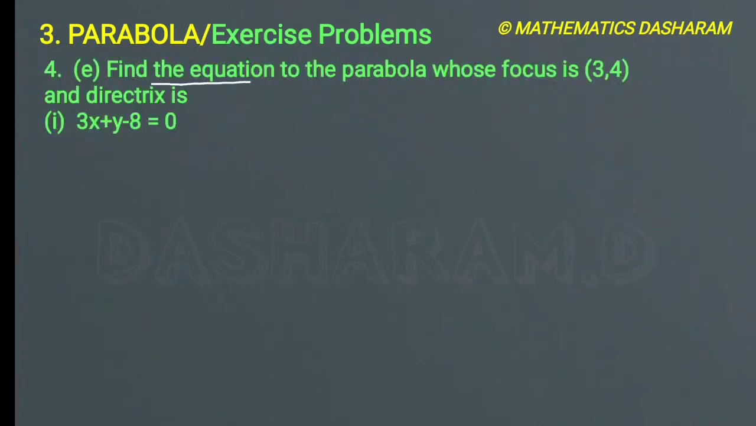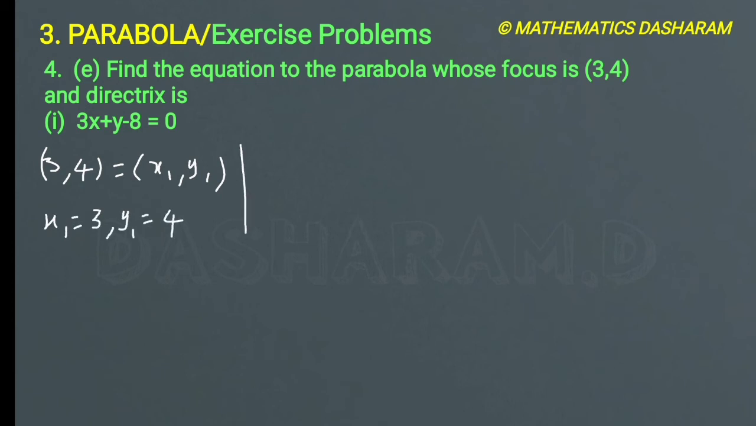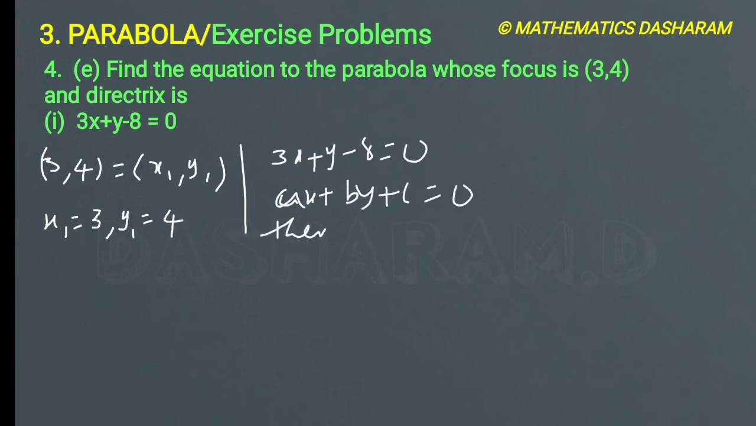Question number E. Find the equation to the parabola whose focus is 3, 4 and directrix is 3x plus y minus 8 equals to 0. The focus 3, 4 is comparing with x1, y1. So then x1 is 3, y1 is 4. Next the given line compare with ax plus by plus c equals to 0. So then a value 3, b value 1, c value minus 8.